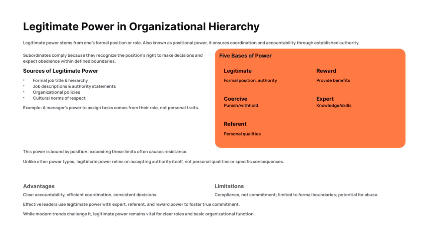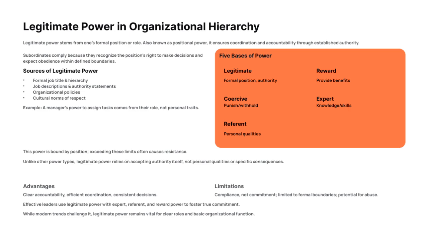However, there are limitations too. Because this power is bound by the position, exceeding those limits often leads to resistance. It depends on clear accountability, efficient coordination, and consistent decision-making, but it can be limited if overused or misapplied. Think of it this way. A manager's power to assign tasks comes directly from their role, not from personal traits.